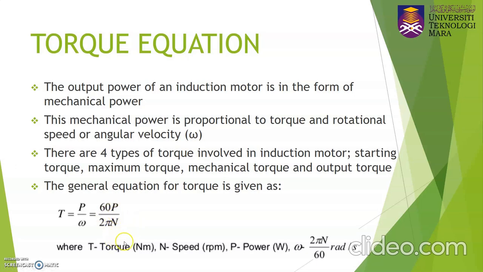Alright? Okay, so N represents the speed, P represents the power, and omega is equal to 2 pi N divided by 60 radian per second. So this is the general equation for the torque. How about the equation for each of these torques: starting torque, maximum torque, mechanical torque, and also the output torque?